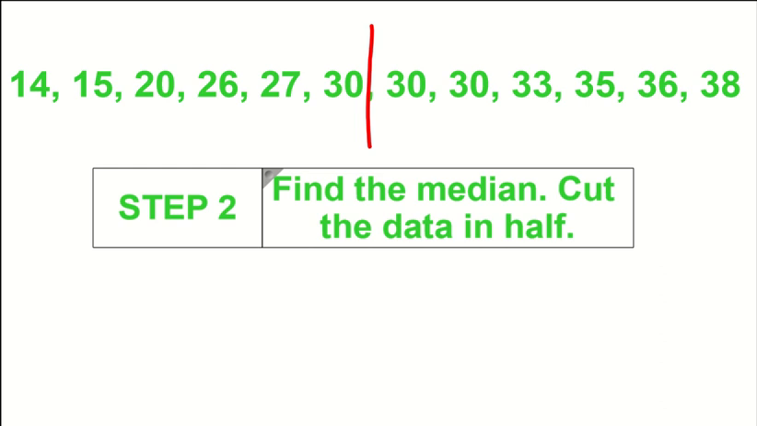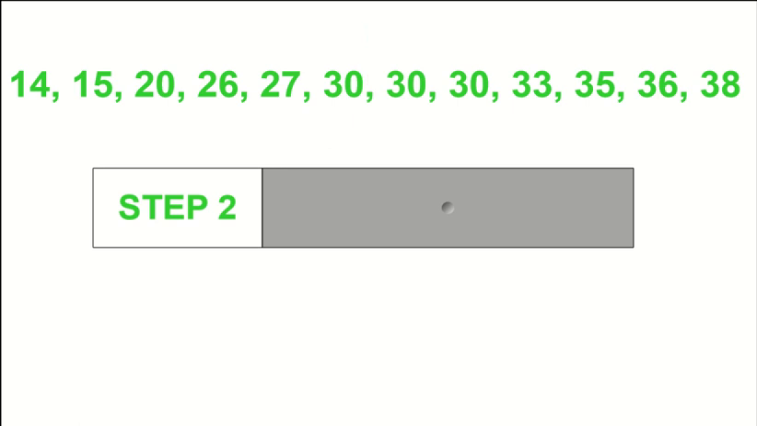But this one's in between 2 numbers, so what would my median be for this? 30. Obviously, they're both 30 right there, but if they were two different numbers, add them up, divide by 2. That's my median. That's also my second quartile. Those words mean the same thing for this.